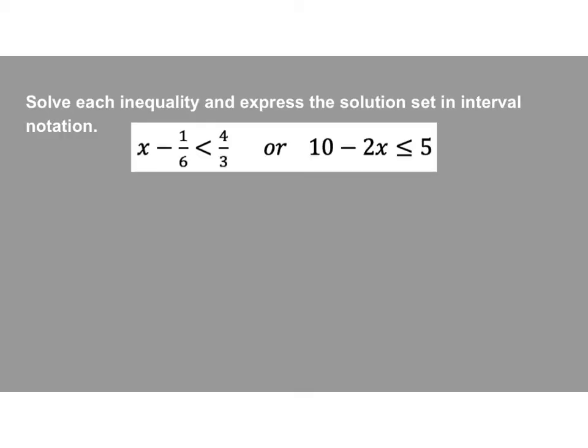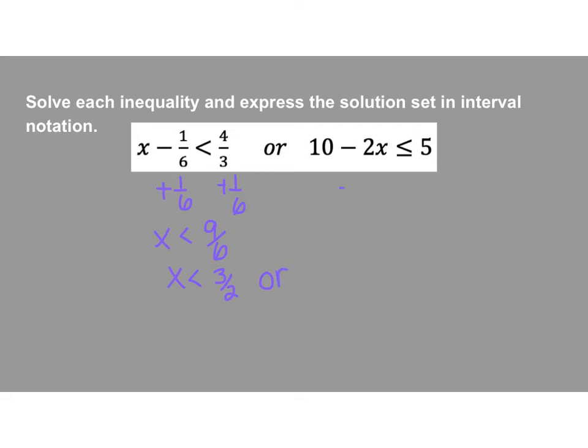So let's tie this together now with some knowledge you already have from previous courses, solving inequalities. So to solve this, we would add 1/6 to both sides, and that's going to result in x is less than 9/6, or x is less than 3/2. Or we have another part to this.